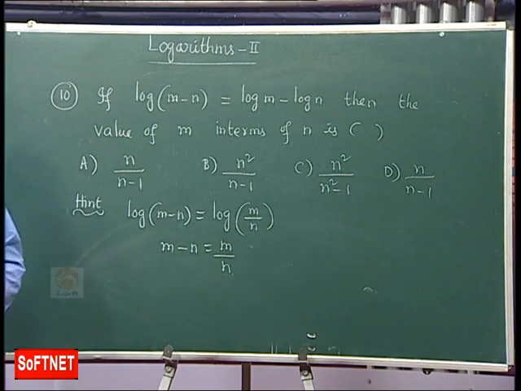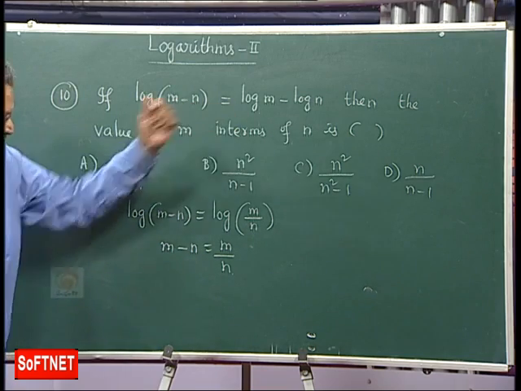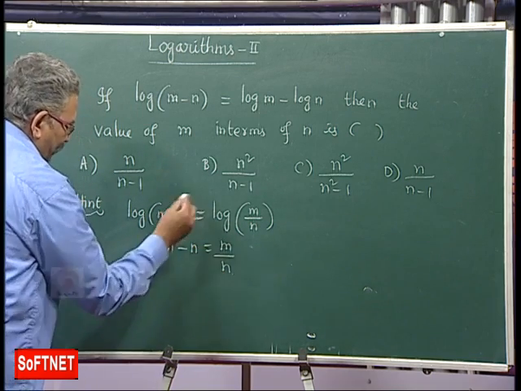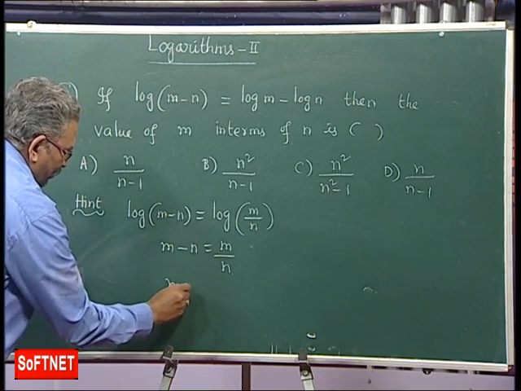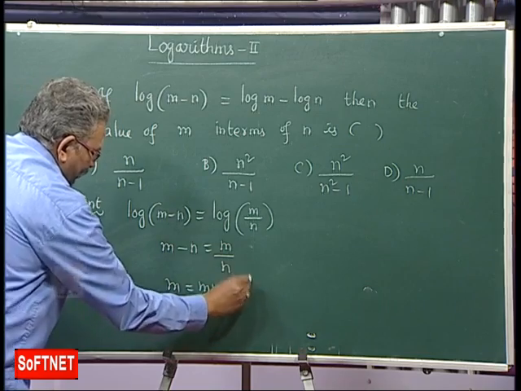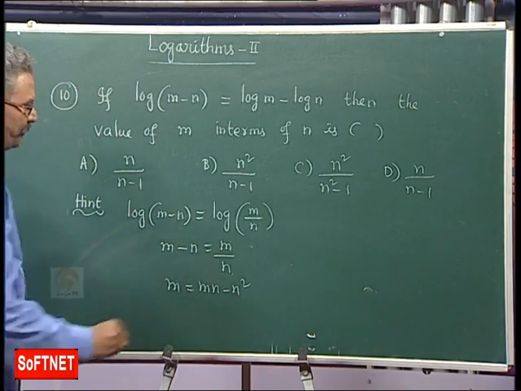So, here we shall frame a question. What we have to find out? M in terms of n. So, m value we have to find out in terms of n, absolutely in terms of n, cross multiplication. Now, m is equal to mn minus n square. You do one thing, bring n square this side, m that side.